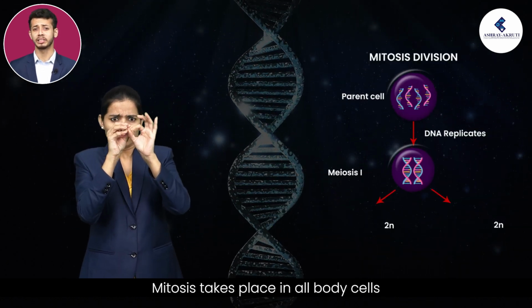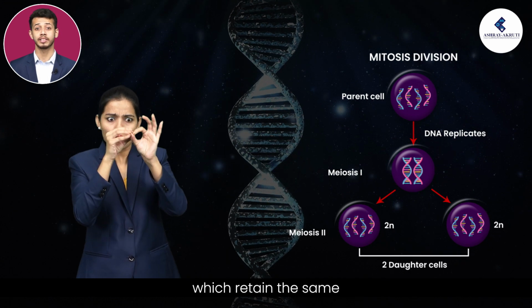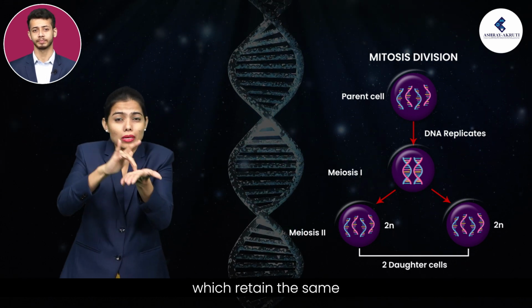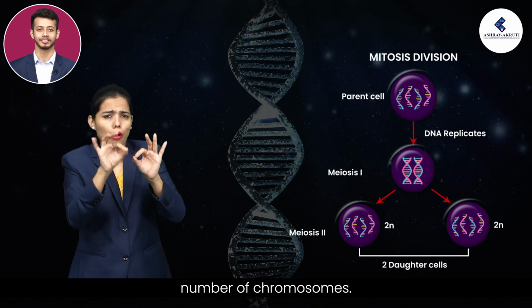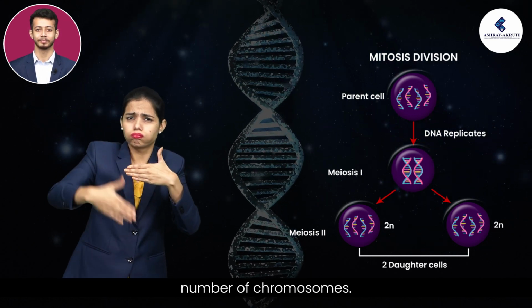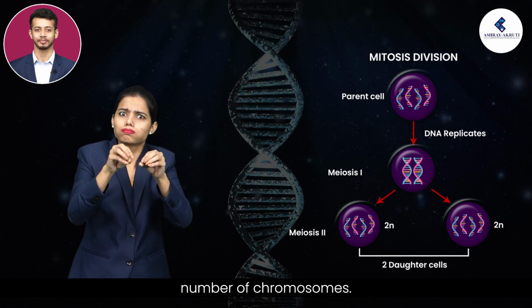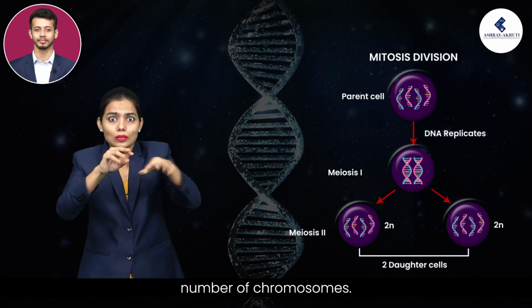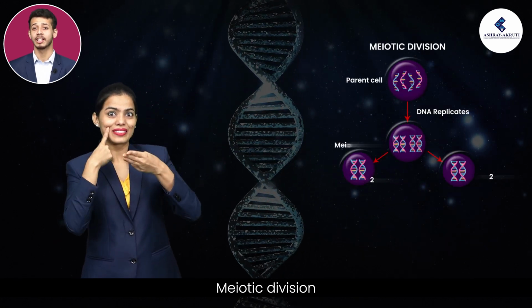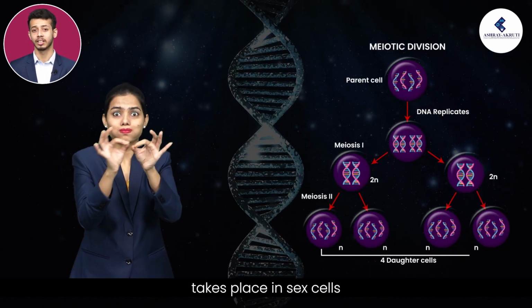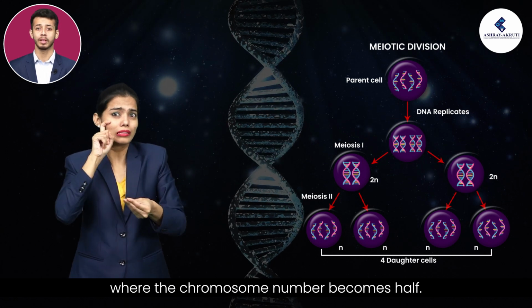Mitosis takes place in all body cells which retain the same number of chromosomes. Meiotic division takes place in sex cells where the chromosome number becomes half.